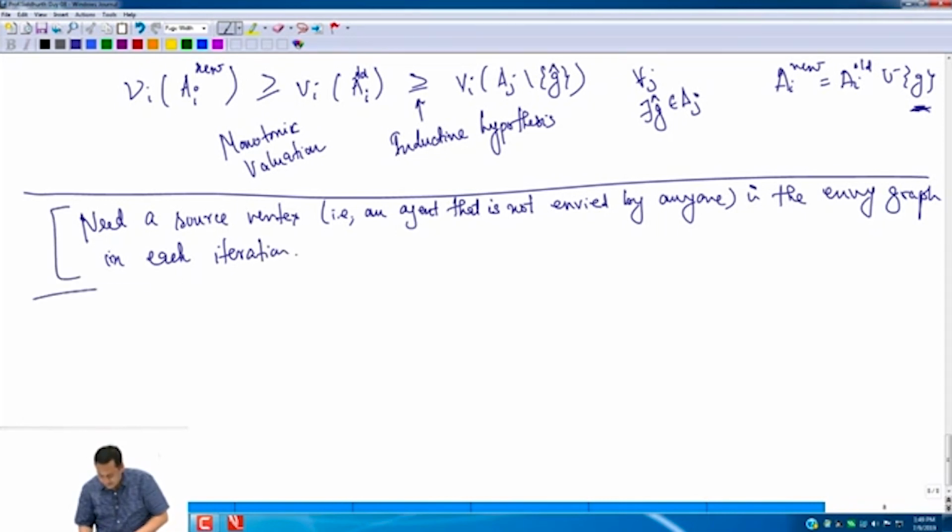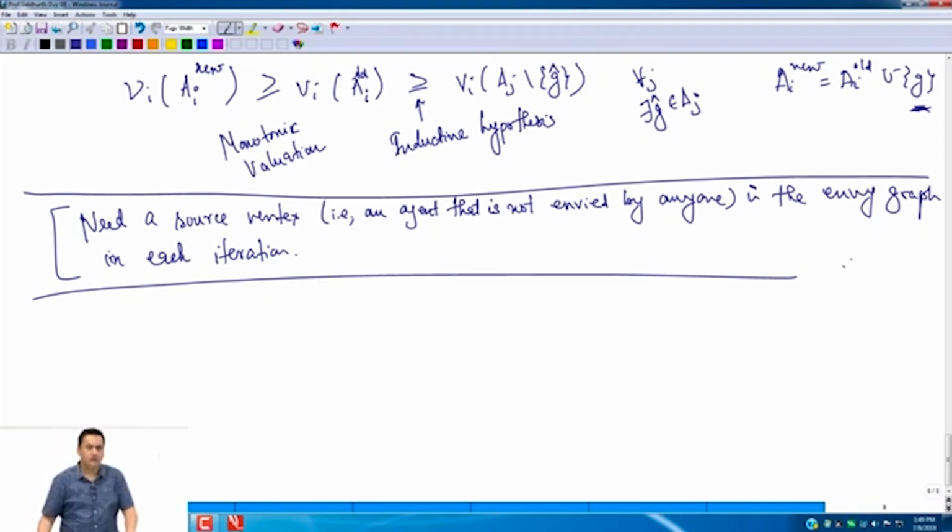So this is something we need, and as I said, in this case we make our own luck. We'll actually observe something that will allow us to find such a source vertex, find an agent that will be the recipient of the next good, an agent that's not envied by anyone else, as the algorithm progresses. So let's try to do that before I march on and write a pseudocode or define things a bit more formally. Here's the theorem.